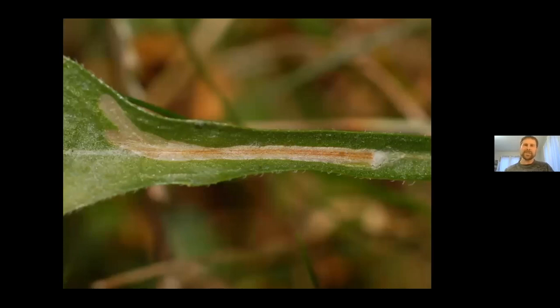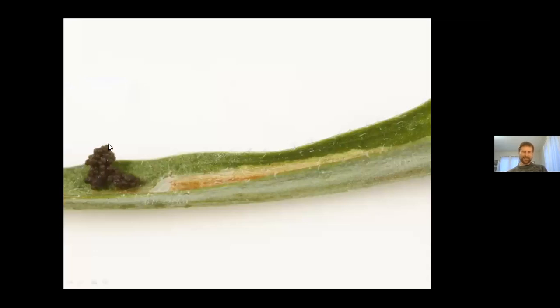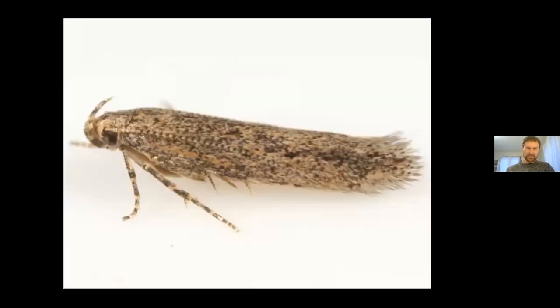So I stuck that in a vial, and there was a little caterpillar inside that munched away, and its mine continued to look very clean. The reason for that, I learned, was that it was neatly piling all of its poop in a little heap just outside the entrance to its mine. And after a few weeks, this adult moth emerged. This belongs to a group that's really poorly known, and no one is really working on studying it right now. This may also be a new species, but it might take a while before I get a determination on that.